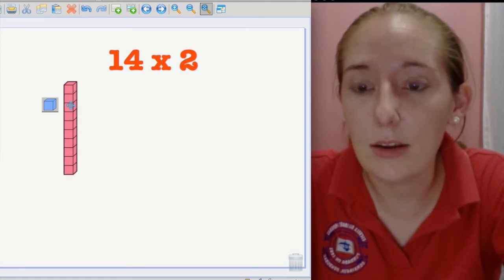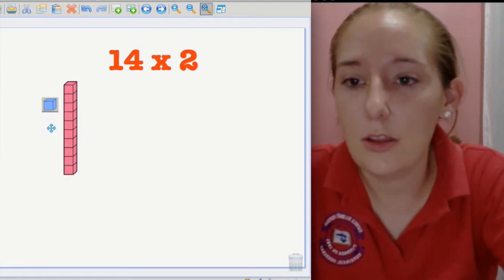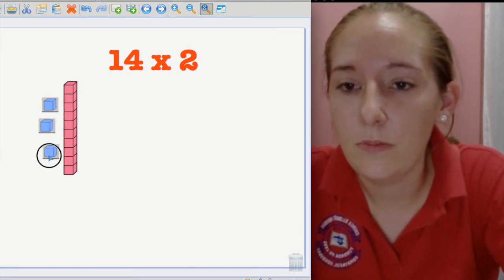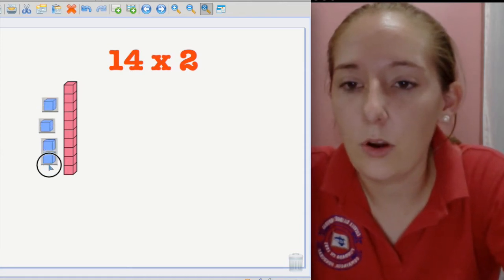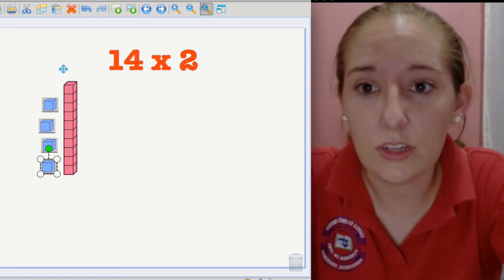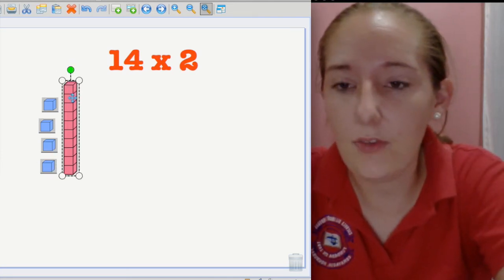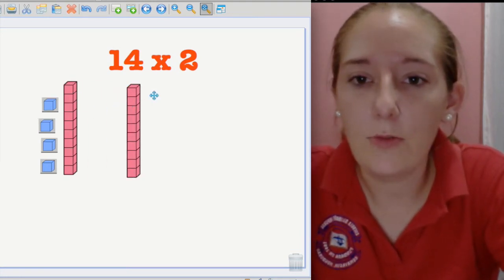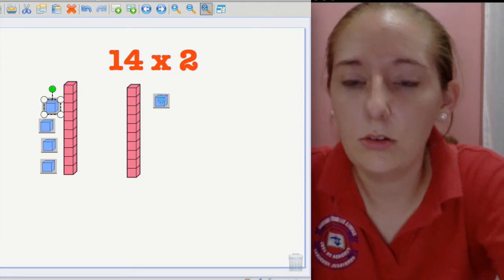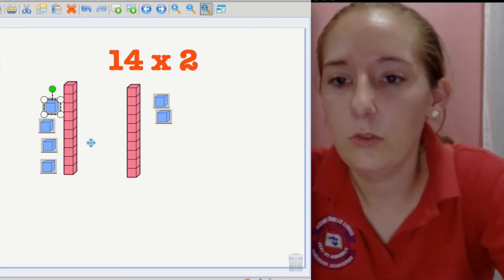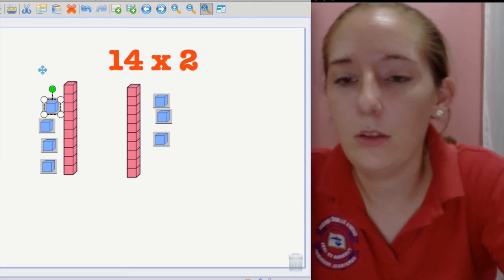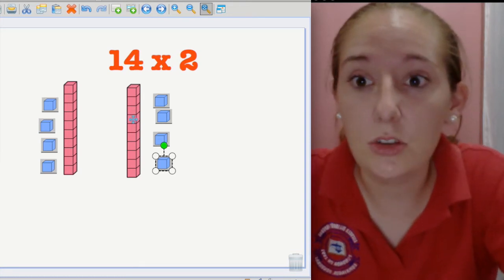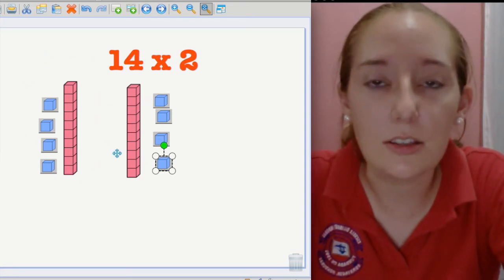Okay, so we're going to make 14. We need 1 ten, and we're going to need 4 ones. So we're going to create 4 of those ones. There's 1, 2, 3, 4. Okay, now that's one group of 14, but we need two groups of 14. So we're going to have another tens block and 4 more 1 blocks. 1, 2, 3, and 4. This shows 14 times 2 because we have one group of 14 and here is another group of 14.